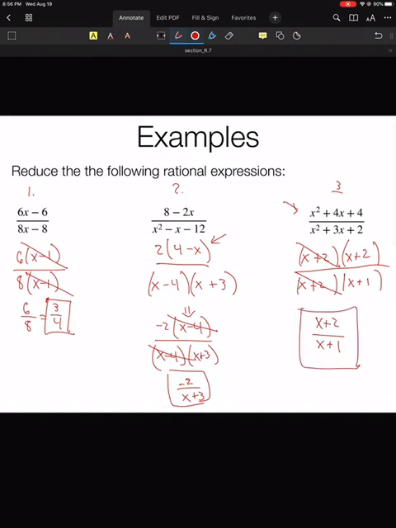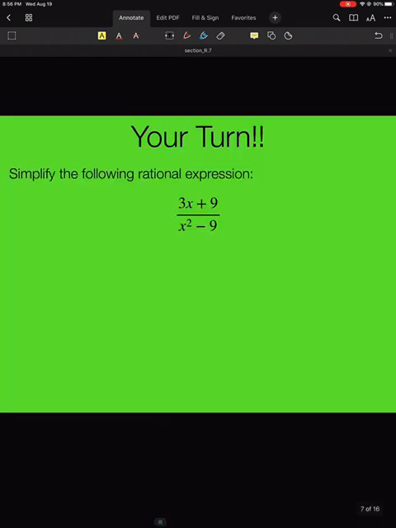Okay, so there are 3 different examples of what I'm talking about in this chapter. So for the end of this video, here's a your turn. So try to simplify this rational expression as much as possible.